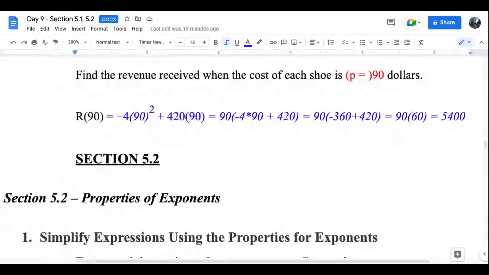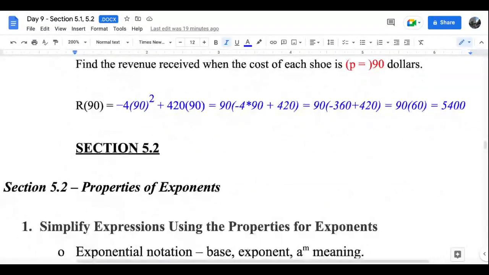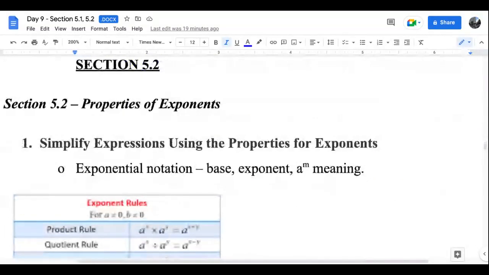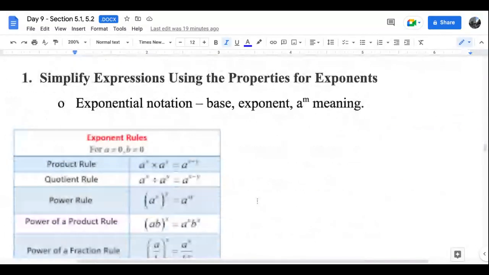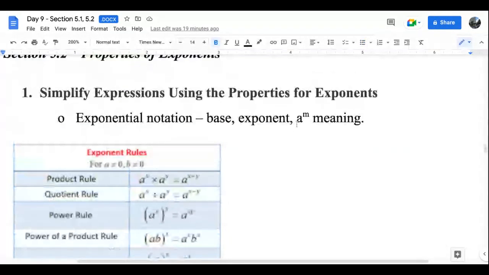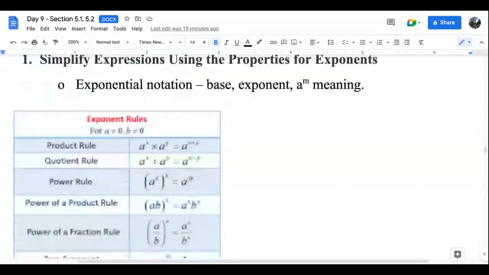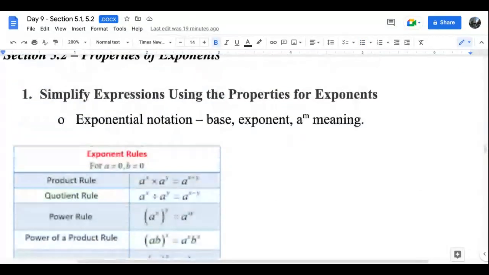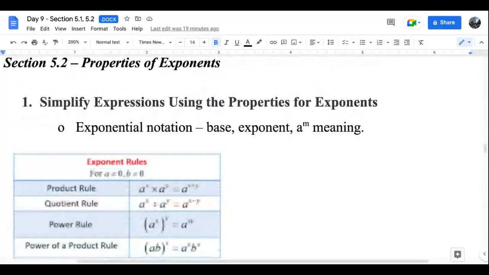Okay, next section we'll talk about the properties of exponents. In exponential notation, we have a base and an exponent. In this case, a to the m's power, a is the base and m is the exponent. That means we have m a's multiplying each other: a times a times a, m times.